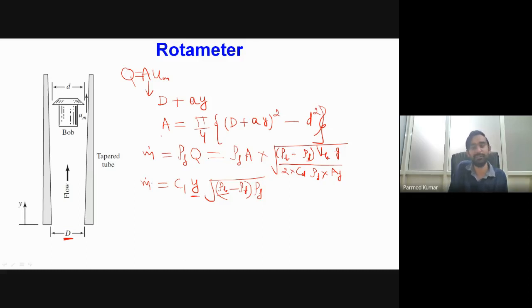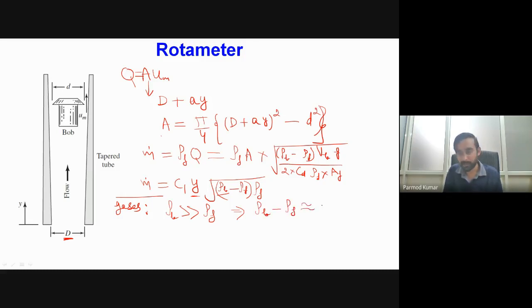Now, particularly when we employ this rotameter for measurement of the flow rate of gases, the density of the floating material will be very large in comparison to the density of the fluid medium. So in that case, the difference rho_b minus rho_f I can write approximately equal to rho_b. Then my mass flow rate of the gaseous phase will be proportional to the square root of rho_f, because I can now consider this rho_b as constant.